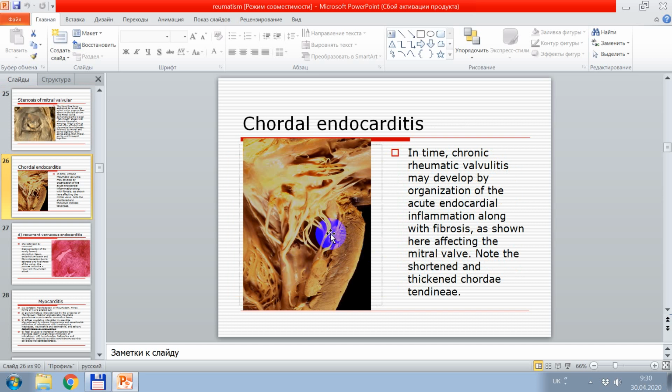And this picture demonstrates the variant chordal endocarditis. In time, chronic rheumatic valvulitis may develop by organization of the acute endocardial inflammation along with fibrosis, as shown here affecting the mitral valve. Note the shortened and thickened chordae tendineae.